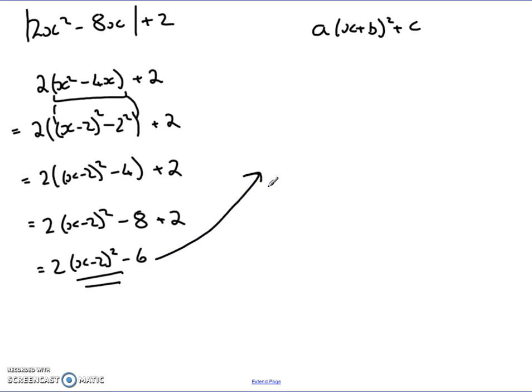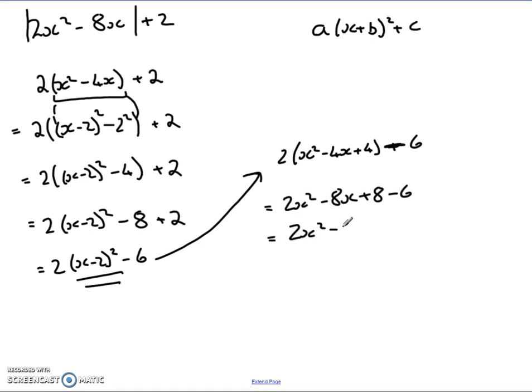Here's the check. If we want to check it at this point, we multiply it out, and I hope I get back to 2x squared minus 8x plus 2. So let's do that. So multiply out the x minus 2 squared, so I've got 2 bracket x squared minus 4x plus 4, and then I subtract 6 after it. Then multiply the bracket out by 2, I get 2x squared minus 8x plus 8 minus 6, and then I simplify it. I get 2x squared minus the 8x plus 2. Lo and behold, I'm back to my original expression.